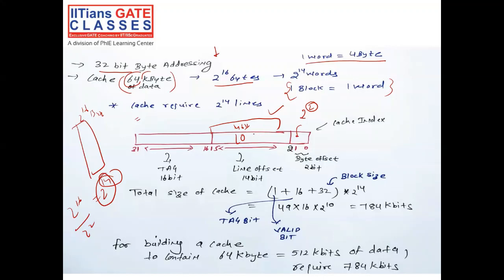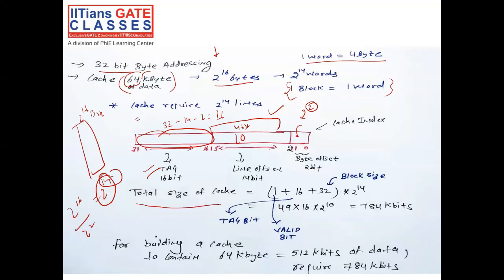The CPU is generating a 32-bit address. So how many bits are left for the tag? 32 minus 14 minus 2 will be 16. So these 16 bits will be used as tag bits. This way you can calculate that there are 16 tag bits. Okay, that part is done.